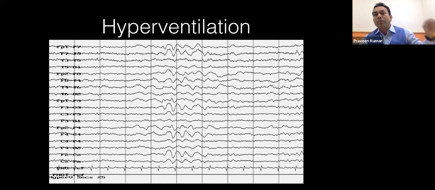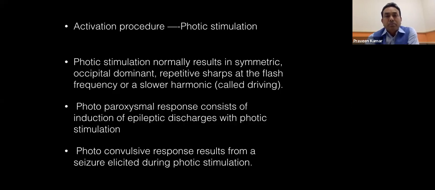But what happens with the hyperventilation, because of the decreased blood flow to the brain, you get the slowing of the waveforms. The waveforms become slower and go into the delta range, which is normal. Normally, the technician writes about this: HV starts and HV stops. You get it by that part.